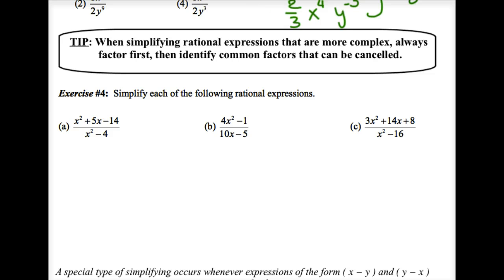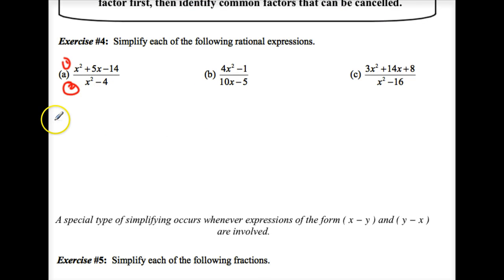So let's look at the first example. So I'm going to call this 1 and this is going to be 2. We have to factor each of these parts, my numerator and my denominator, and then look for what they have in common. So the first part, let's do this as number 1.